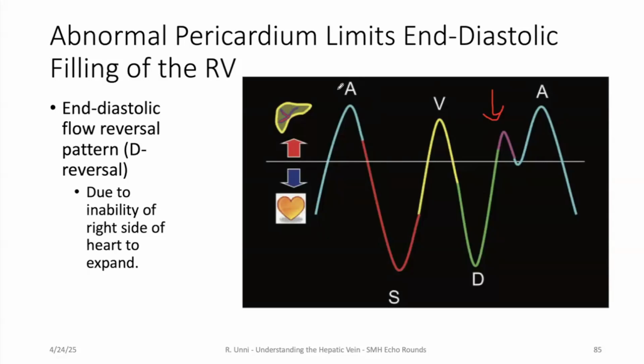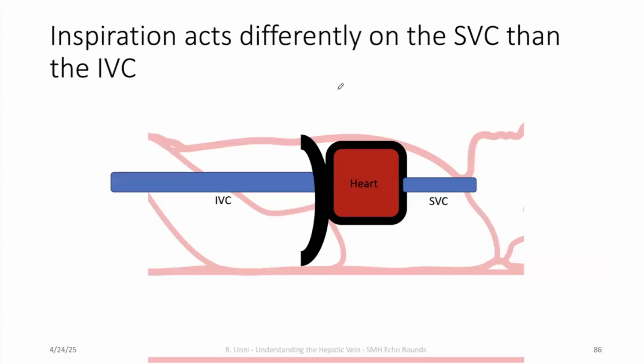The second and, I think, most important principle when you're looking at the hepatic vein in constriction is what we looked at with Valsalva, which is that inspiration acts differently on the SVC and the IVC in constriction. They're different, okay? So how does that work? This is my beautiful diagram. I am an artist of what constriction looks like. You have your heart here with this thick border, which is your pericardium. You have your SVC, which lies intrathoracic, and you have your IVC, which is intra-abdominal, okay?